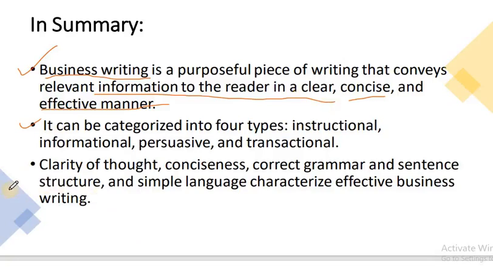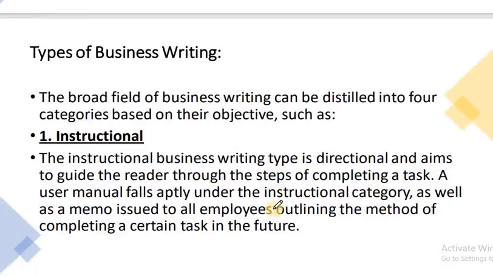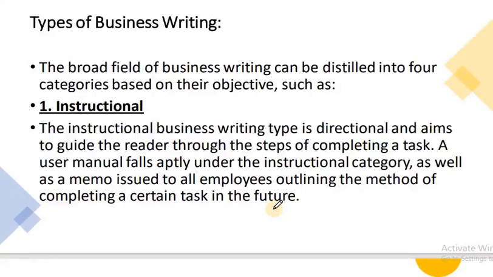Then lastly, clarity of thought, conciseness, correct grammar, sentence structure, and a simple language characterize effective business writing. The clarity of thought is the ability to simply say what you want to say in a very clear way. Okay? So let us look at those types of business writing.